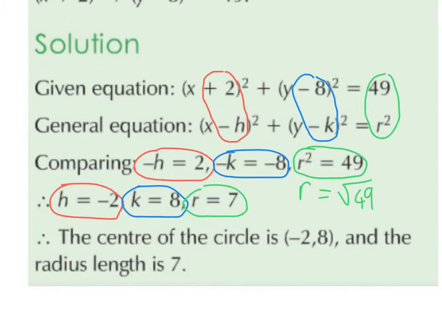And remember, our h always represents the x value of our coordinate, of our centre of our circle. And the k always represents the y value of the centre of the circle. So the centre of our circle is minus 2, 8. So an x value of minus 2, or you could call it a h value, and a y value of 8, or you could call it a k value. And the radius length is 7, because r is equal to 7.